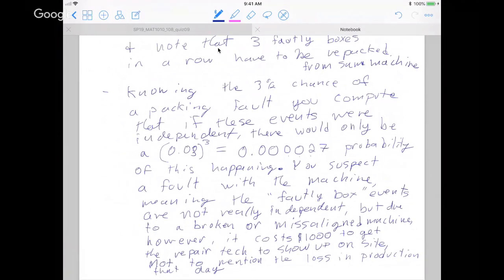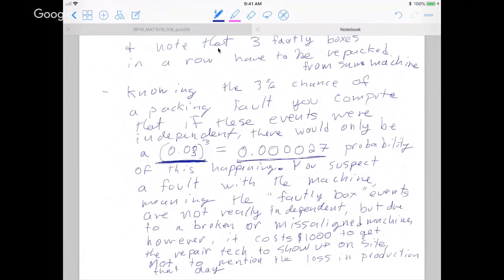So what you're saying here is you have to assume independence for this calculation, that each one is not affecting the other, right? And the only reason I got such a low probability is because they're not in fact independent. They are dependent on the fact that the machine is messed up. And so the probability is actually much higher of getting 3 in a row. That's the only explanation, right?